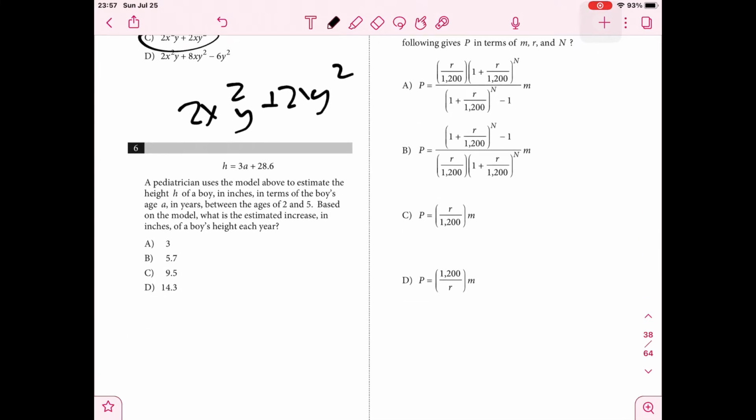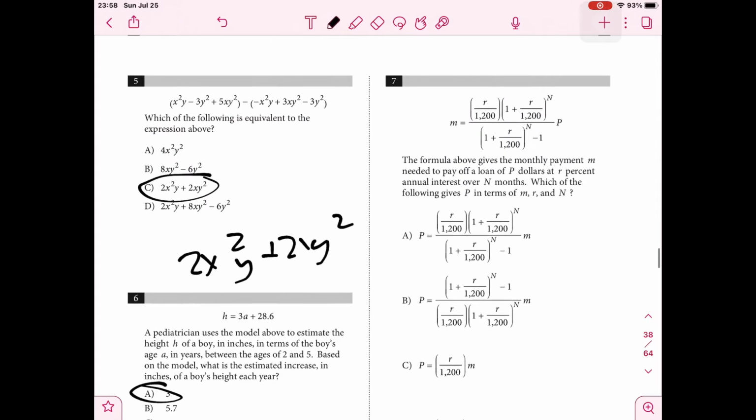A pediatrician uses the model above. A boy's height each year starts at 28.6 and grows by an amount in inches per year. Yeah, 3 inches. Keep in mind if I'm doing something really stupid, it has been 2 years and 11 months.